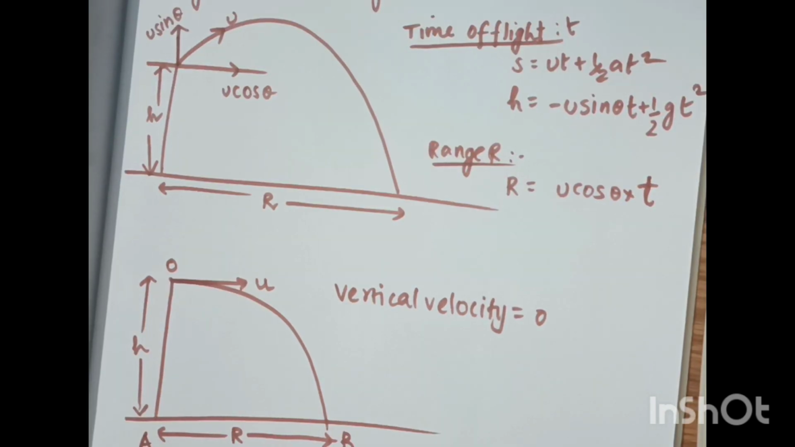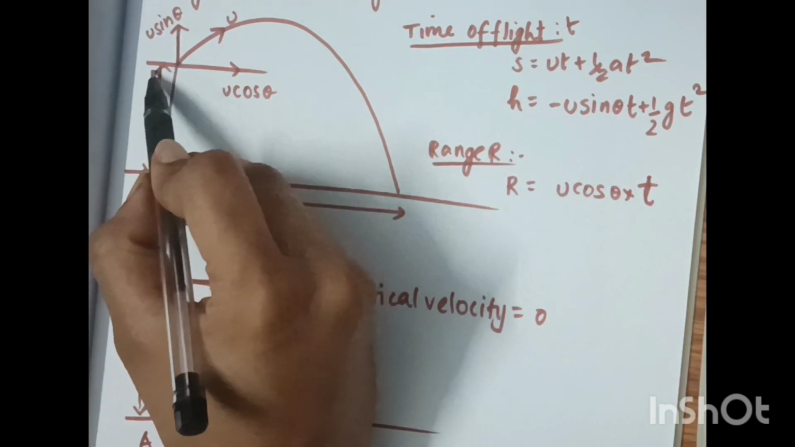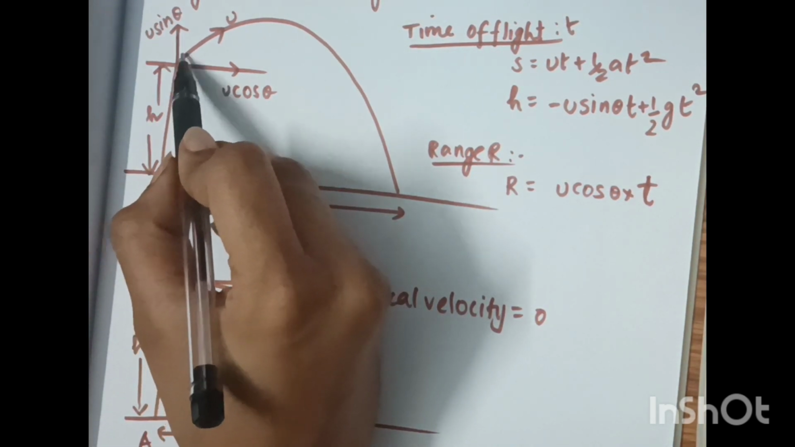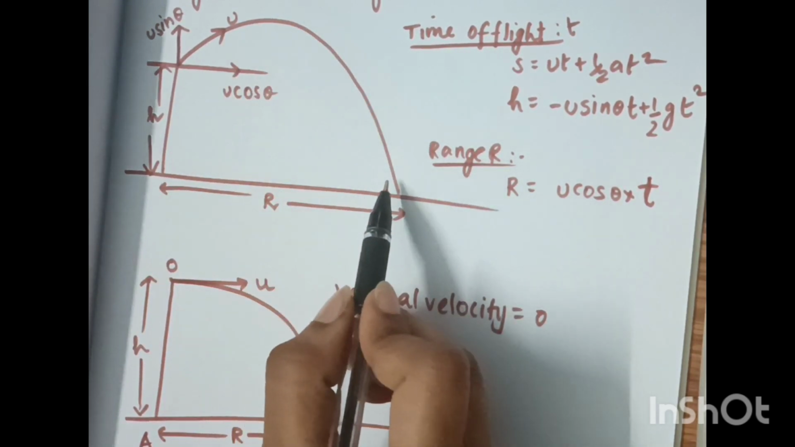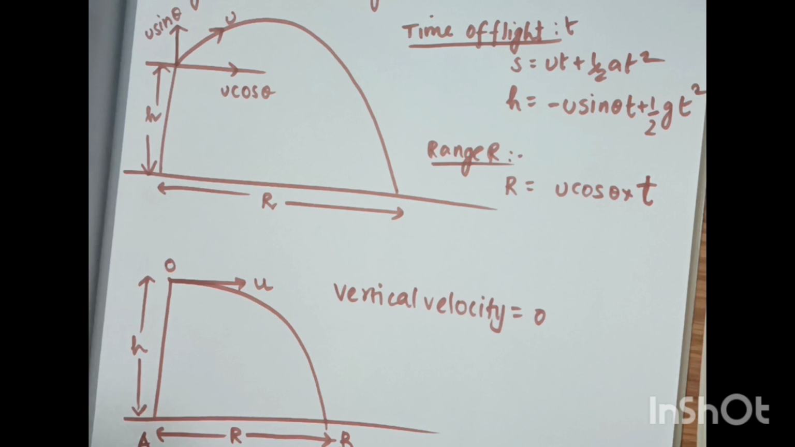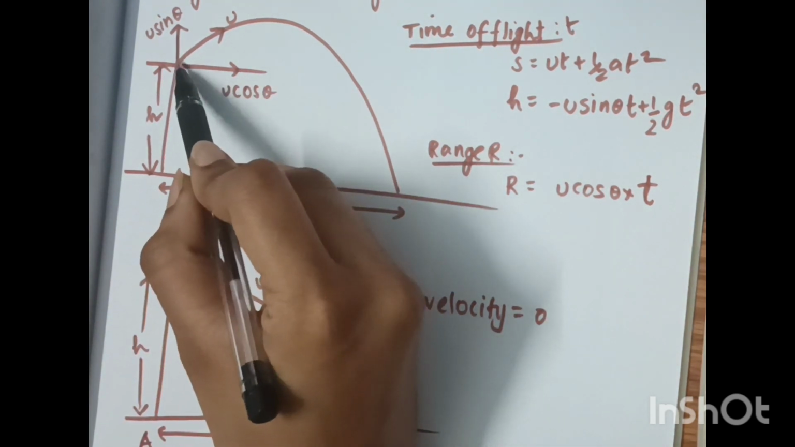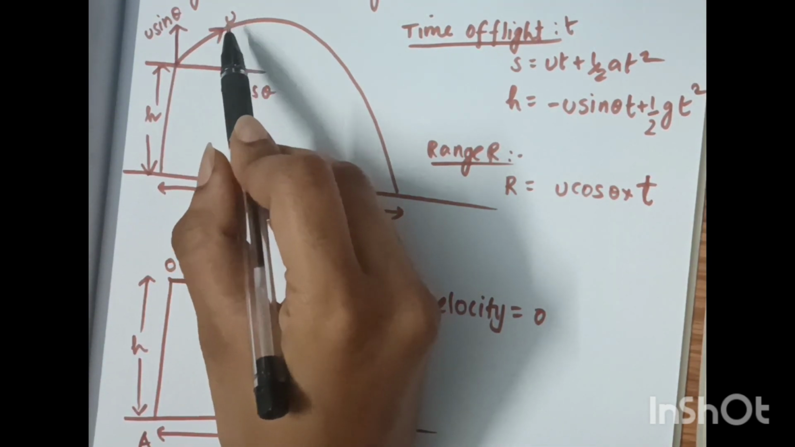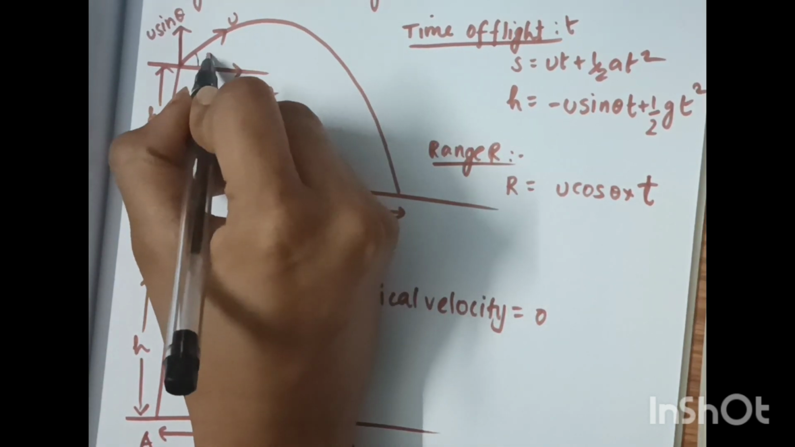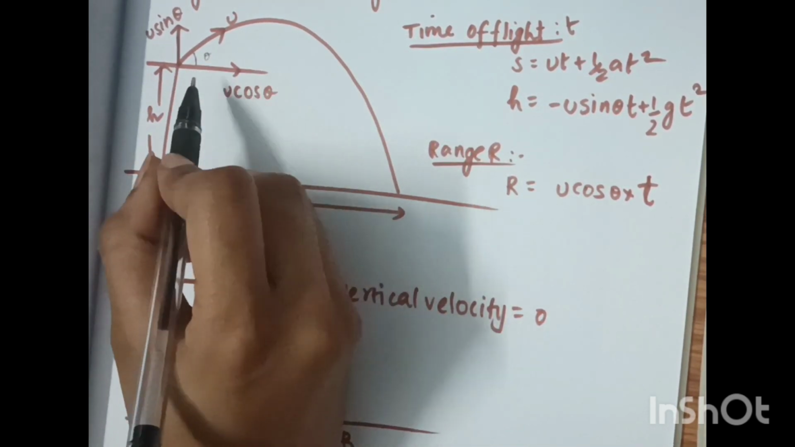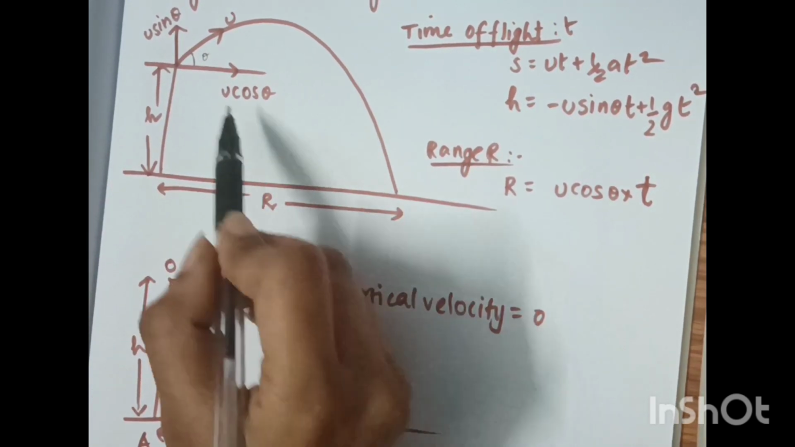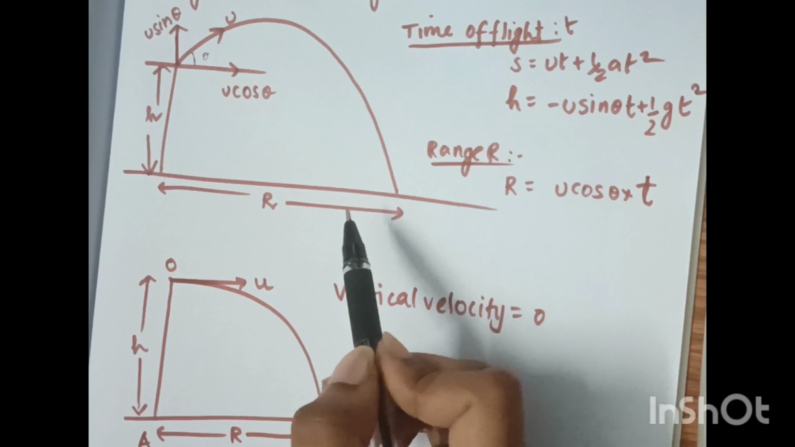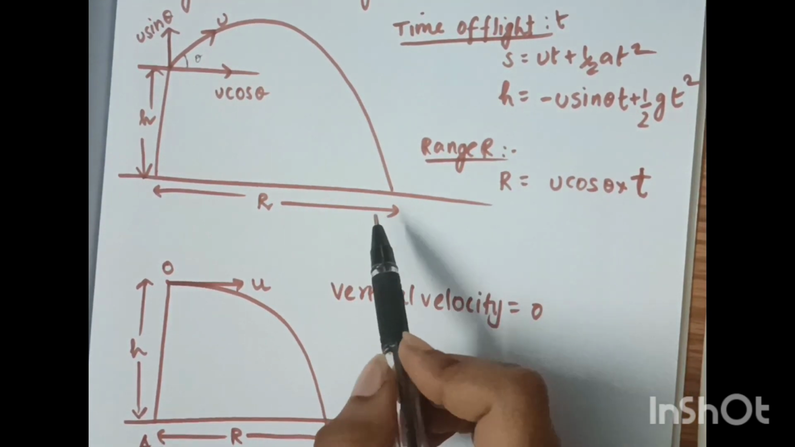Let us see the projection from a certain height. We are standing at a certain height and then we are throwing a ball or an object like this. So again, this path is also a parabola. I am throwing it with an initial velocity u, with an angle theta with the horizontal. So this is u cos theta and this is u sin theta. This is the range, that is the maximum horizontal distance travelled by it.